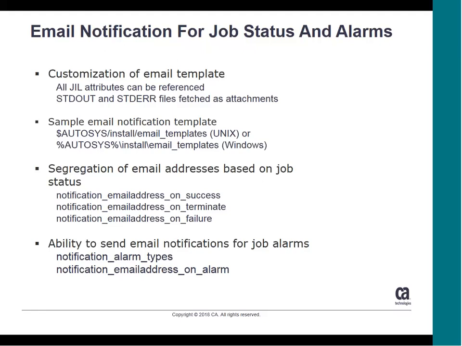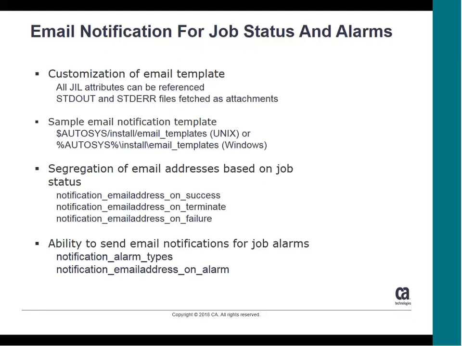So, segregation of email addresses based on job status. Earlier we used to have only a notification email address, which was the same email address list for all the job statuses. Now we have provided 3 more: success, terminate, and failure. So now the user can decide, if a job goes to success, which group needs to be notified of the status, and likewise for terminate and failure.